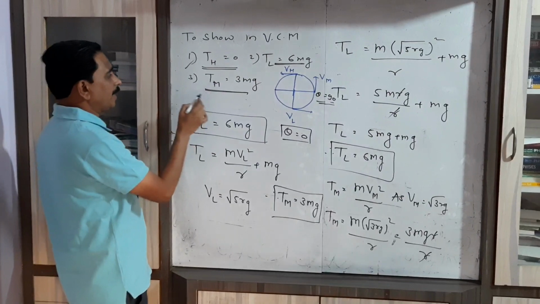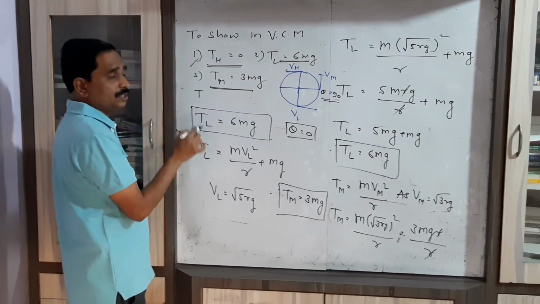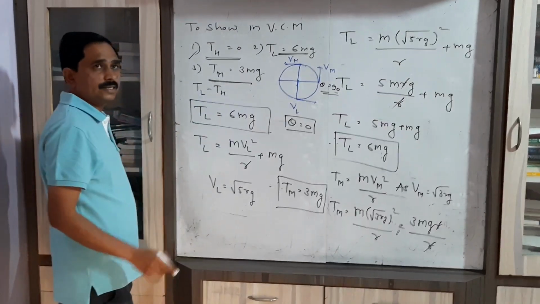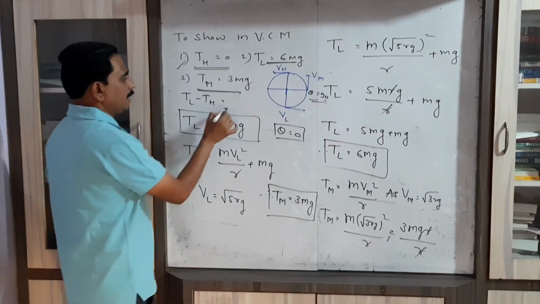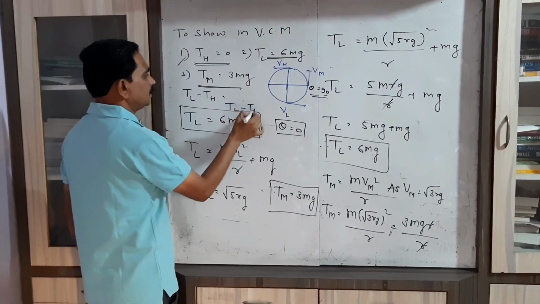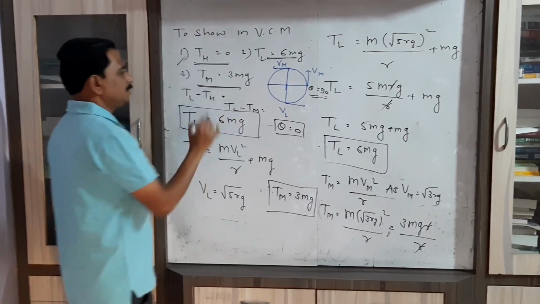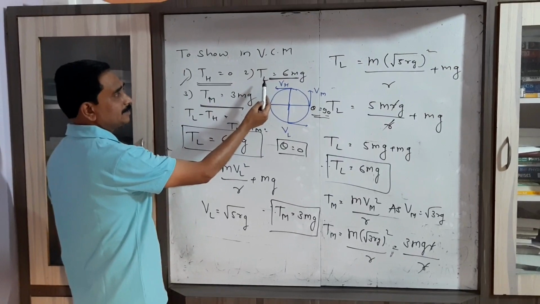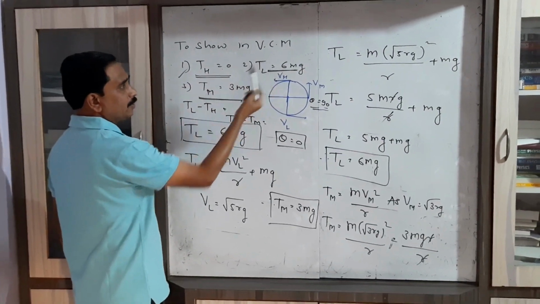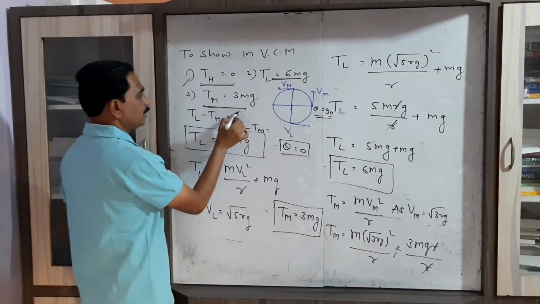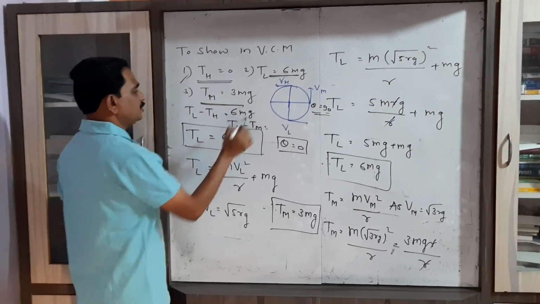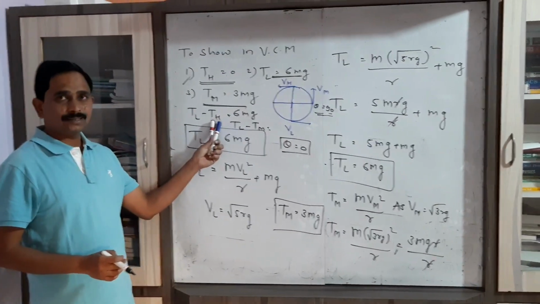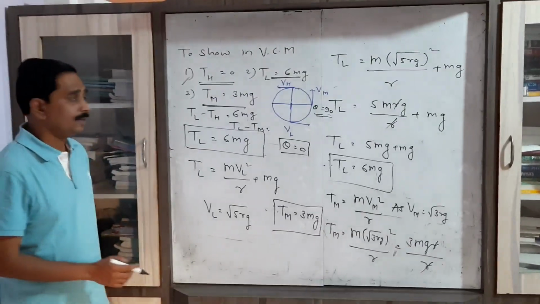Now if you want to find the difference in tension, that is tension at lowest minus tension at highest, tension at lowest minus tension at middle, you can easily find out from that value. Now tension at highest is 0, tension at lowest is 6 times. So the difference in tension at those two positions, that is lowest and highest, becomes 6 times its weight.